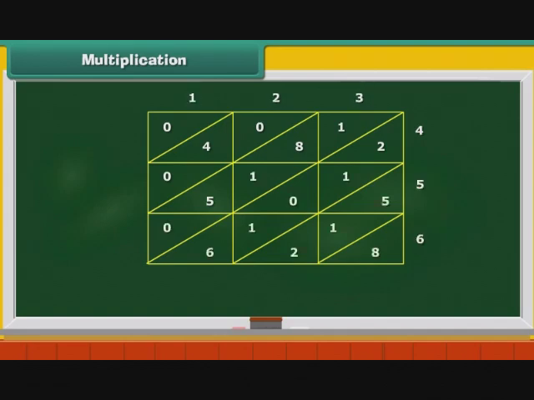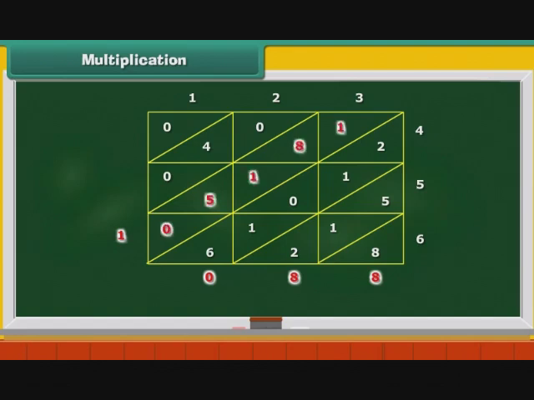Now add up the diagonal elements from the bottom. The bottommost diagonal has only one element. Write 8 beneath the table under the last column. The diagonal above it has 3 elements: 5, 1, and 2. Their sum is 8. Write 8 where the diagonal ends. The third diagonal has 5 elements: 2, 1, 0, 1, and 6. Their sum is 10. Write 0 and carry over 1 to the next diagonal.